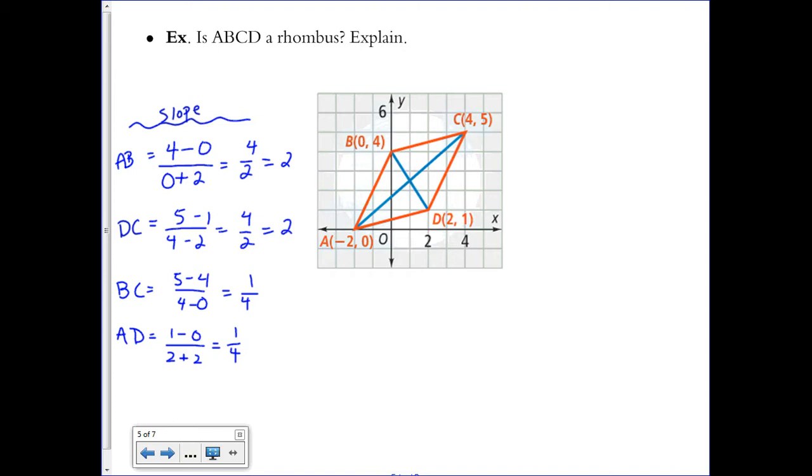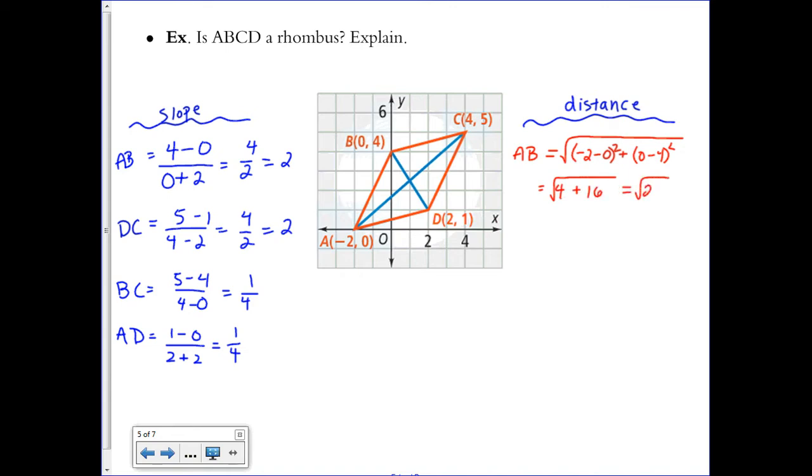And then more specifically, I know that rhombuses have to have 4 lengths that are all the same for the sides. So I'm going to use the distance formula to find the length of each of these segments. So AB, the length of it is going to be, subtract the x's, square them, plus subtract the y's, and square them. This ends up being the square root of 4 plus 16, which is the square root of 20.